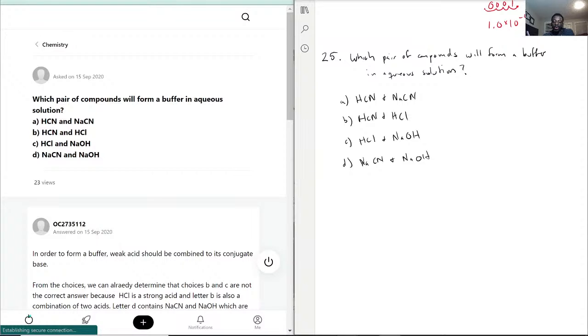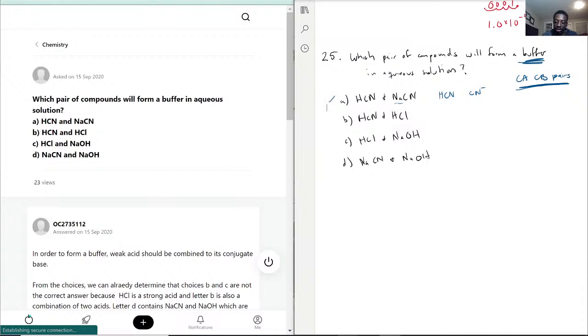So as you remember, buffers are made from conjugate acid and conjugate base pairs. Now if we assume that and we go through this question, we want to make sure we grab a conjugate acid and a conjugate base. So with that, we have HCN. And remember, for NaCN, the sodium dissociates and moves around freely, so we just have CN minus left. HCN, CN minus. That's as conjugate a pair as it gets. So this one actually works.